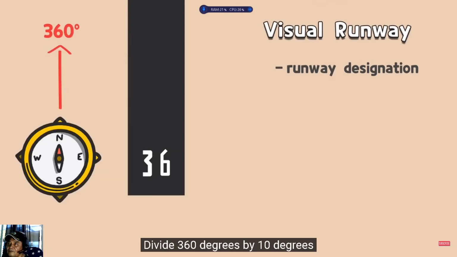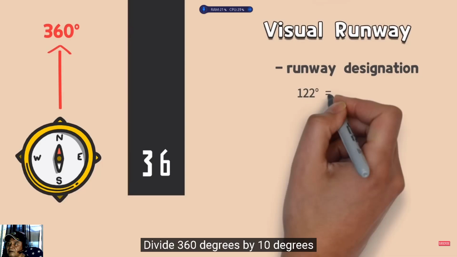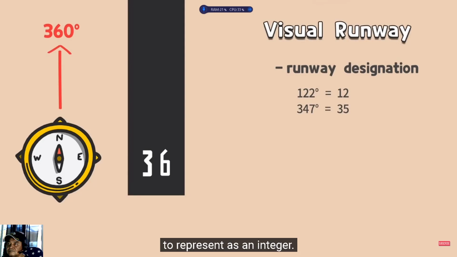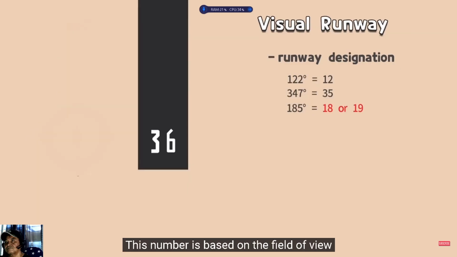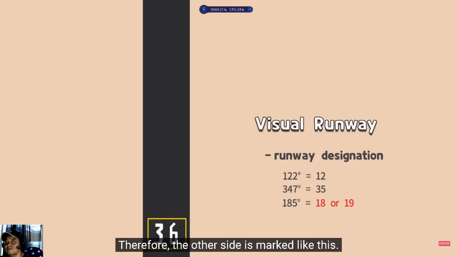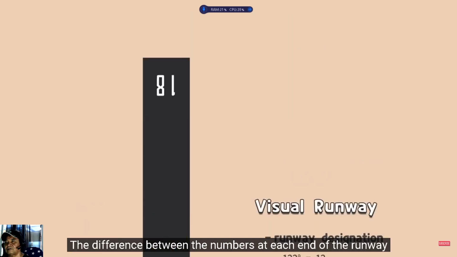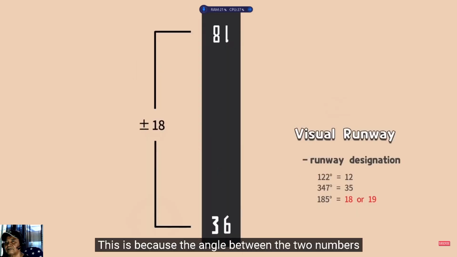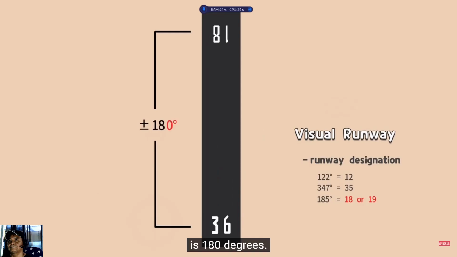Divide 360 degrees by 10 degrees and round the number below the decimal point to represent it as an integer. If the runway direction is 185 degrees, both 18 and 19 can be used. This number is based on the field of view when attempting an approach. Therefore, the other side is marked like this. The difference between the numbers at each end of the runway is always 18. This is because the angle between the two numbers is 180 degrees.